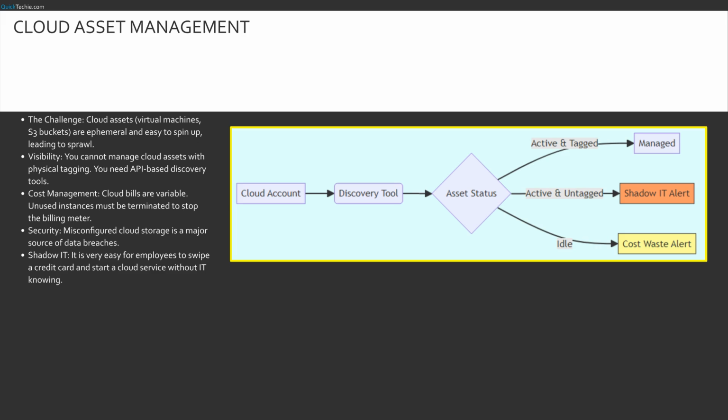This flow shows how we manage the cloud. The cloud account is monitored by a discovery tool. It checks the asset status. If an asset is active and tagged, it is managed. If it is active but untagged, it triggers a shadow IT alert. If it is idle, it triggers a cost waste alert. This automation is essential for cloud governance.